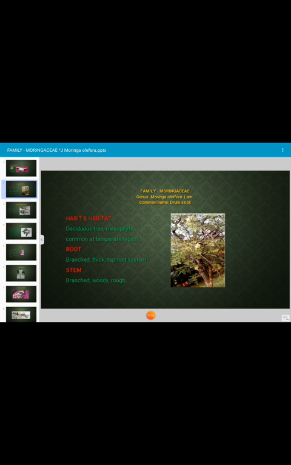And how is the root system of the Moringa oleifera? It is a branched and thick taproot system. Again, the presence of taproot system means it is a dicot plant. How is the stem of the Moringa oleifera? It is a branched stem, woody and rough. Okay, next.